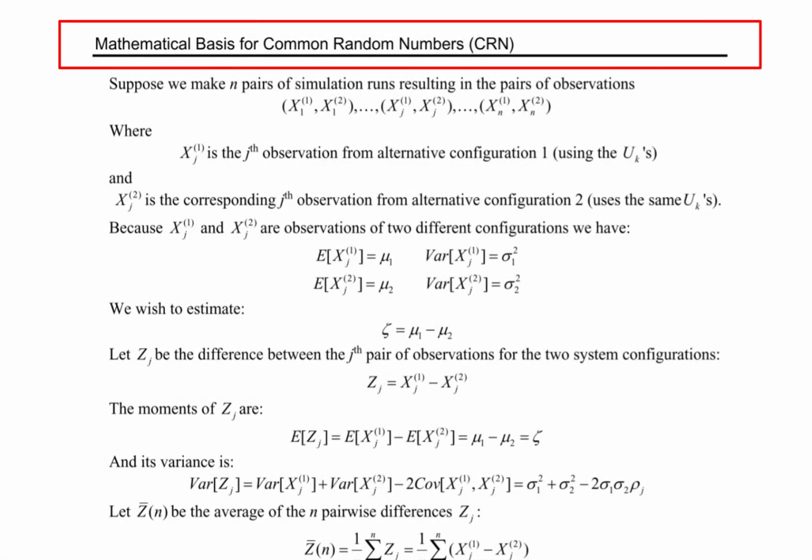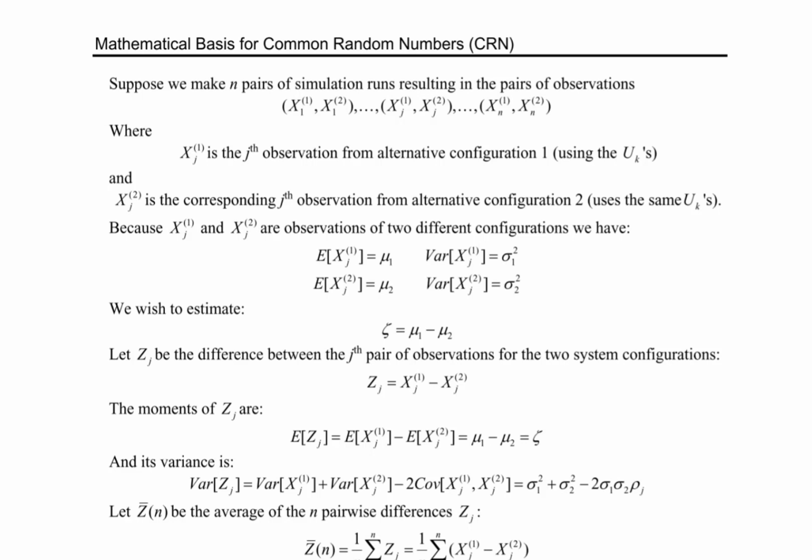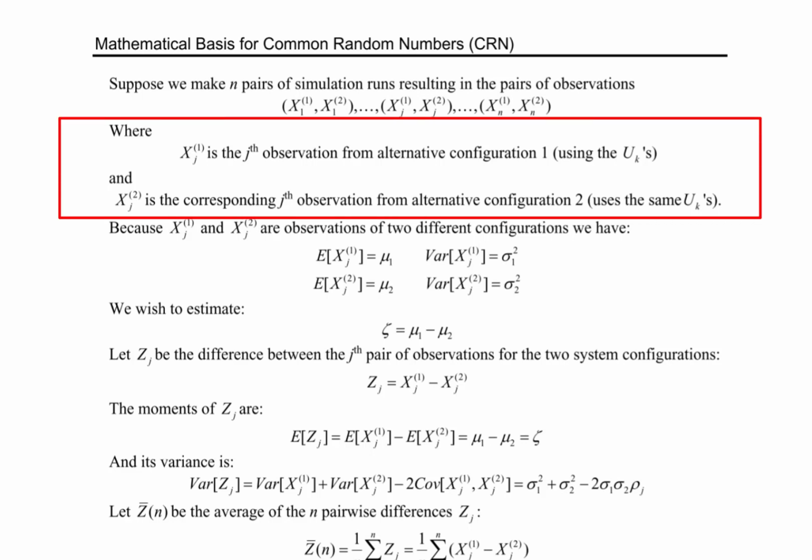The mathematical basis for common random numbers is similar to the mathematical basis for antithetic variates. Again, we shall consider making n pairs of simulation runs that result in the pair of observations x_j1 in the first run and x_j2 in the second run, where x_j1 is the jth observation from alternative configuration 1 that uses u sub k, and x_j2 is the corresponding jth observation from alternative configuration 2, which again uses the same u sub k.